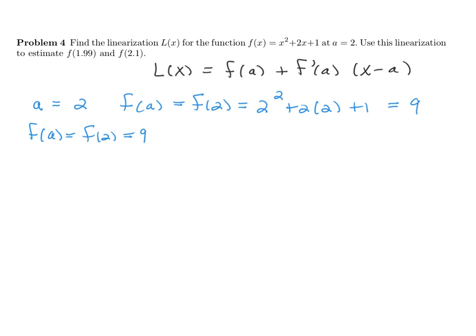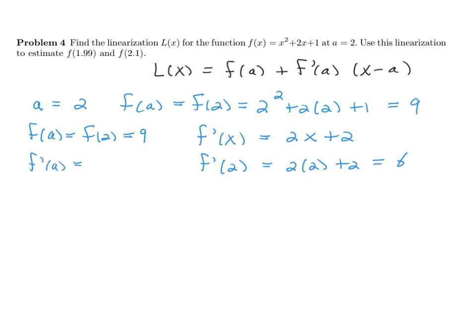We also need f prime of 2. So what is the derivative f prime of x? That is 2x plus 2. If you want to find f prime of a, you need to know f prime of 2. That is 2 times 2 plus 2. That's 4 plus 2, 6. So f prime of a, which is really f prime of 2, is 6.